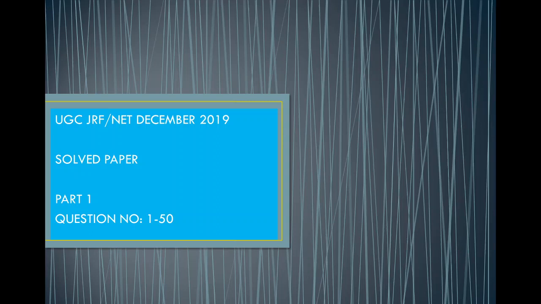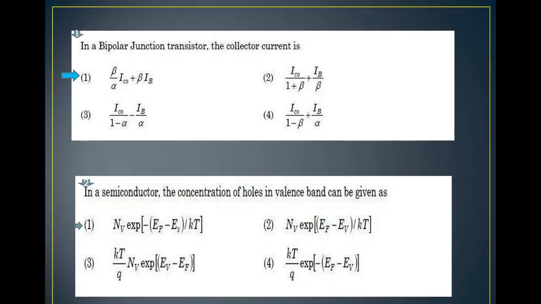Now we are working on this series. So today we are going to cover the UGC NET December 2019 solved papers. This paper contains 100 questions from electronic sciences. In the first video, first part, we covered question number 1 to question number 15, and in the next video we have covered 51 to 100. So let's start with question number first.